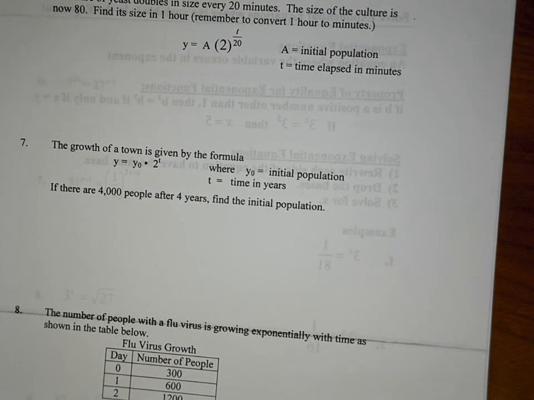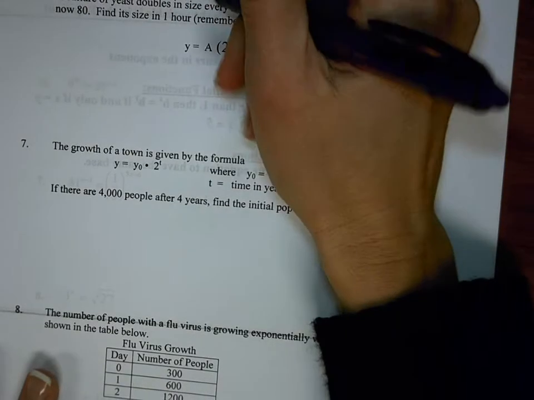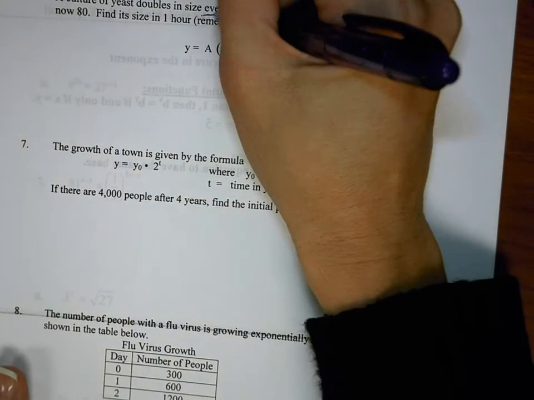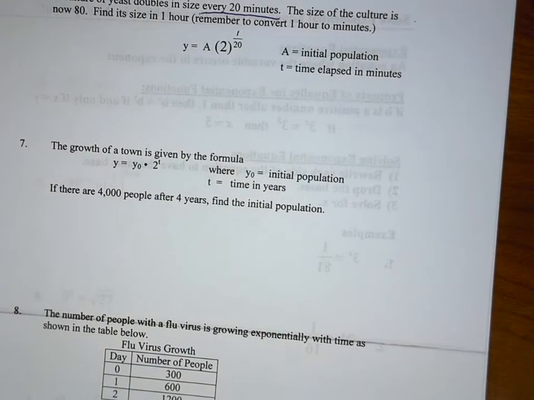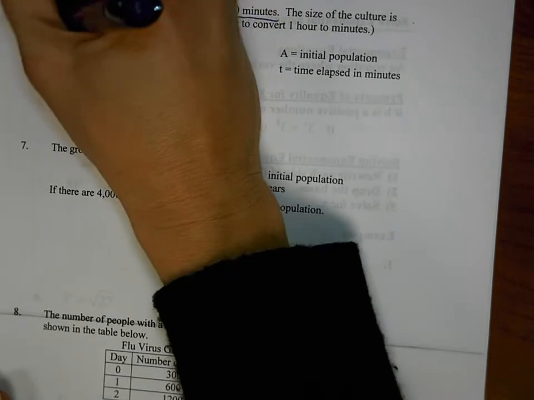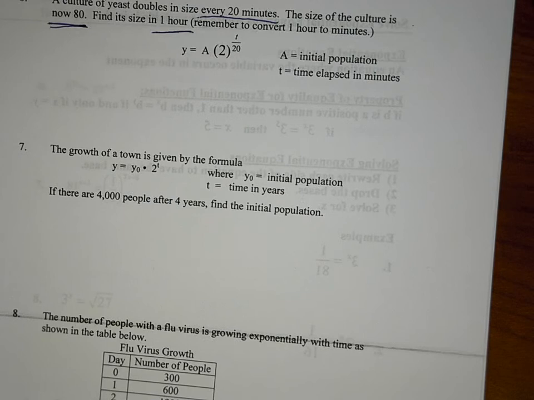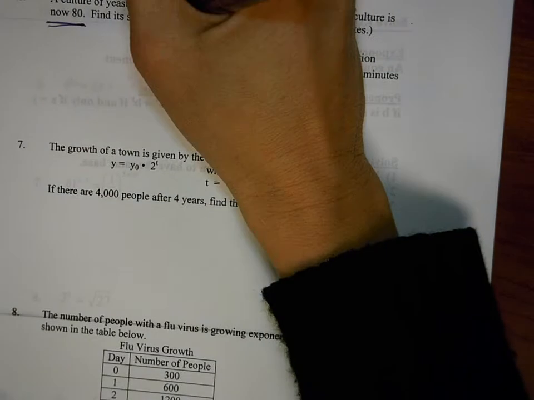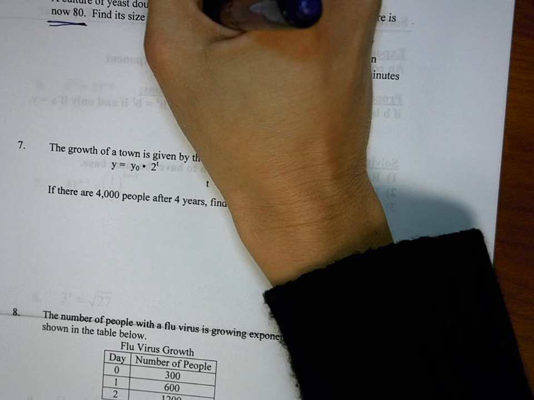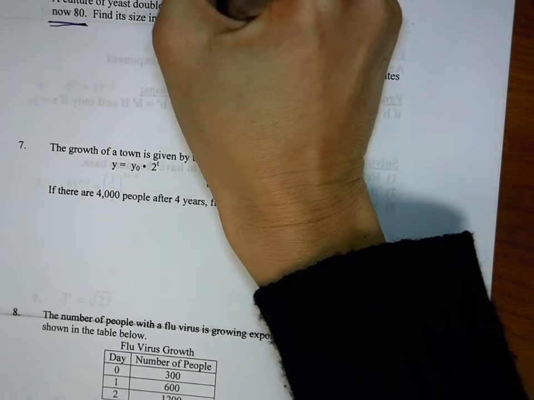Okay, a culture of yeast doubles in size. This is going to be a growth problem. Every 20 minutes. Okay, the size of the culture is now 80. Find its size in 1 hour. Remember to convert 1 hour to minutes. So we're not going to write an hour. How many minutes are in an hour? 60. So I'm going to put 60 minutes.